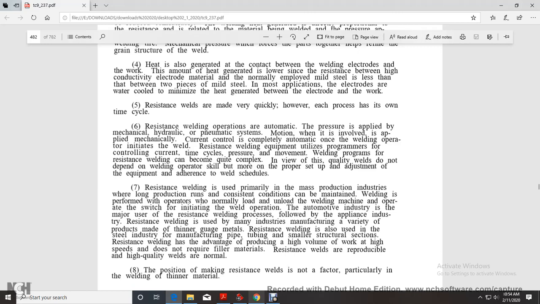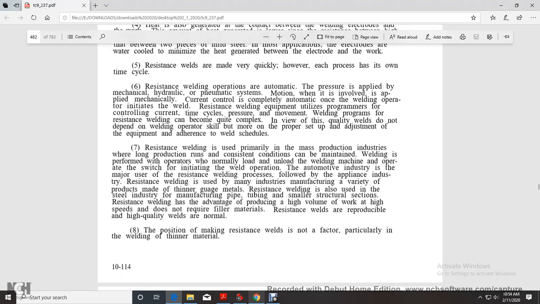However, each process has its own time cycle. Resistance welding operations are automatic. Pressure is applied with mechanical, hydraulic, or pneumatic systems. Motion is applied mechanically, with current control completely automatic, and the welding operation initiates the weld. Resistance welding equipment utilizes a program or controller for the current, the time cycle, and the pressure movement of the welding programs.